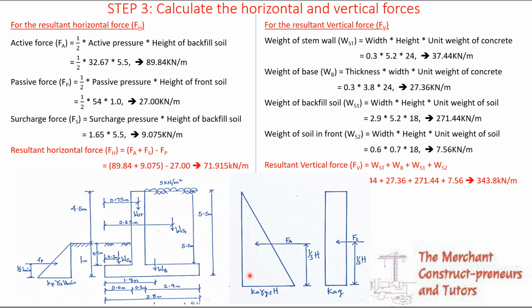This is a triangle, so the area of this triangle is half base times height. So half multiplied by active pressure, base times the height of this, the height here, right? So you get this value. For the passive force, the same thing at this portion. This is a triangle, so half times base times the height, 1 meter height.